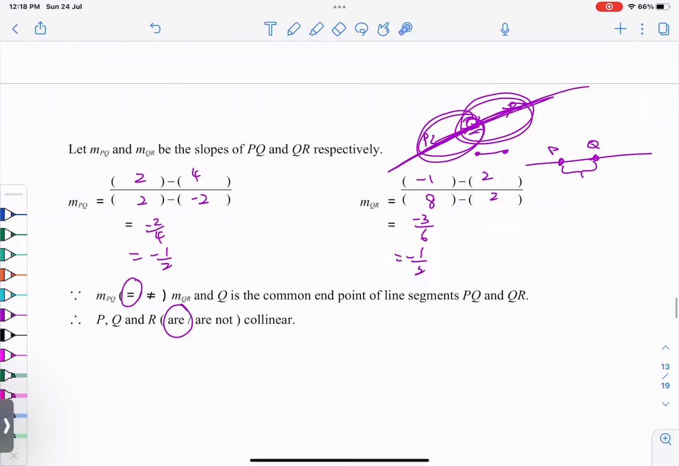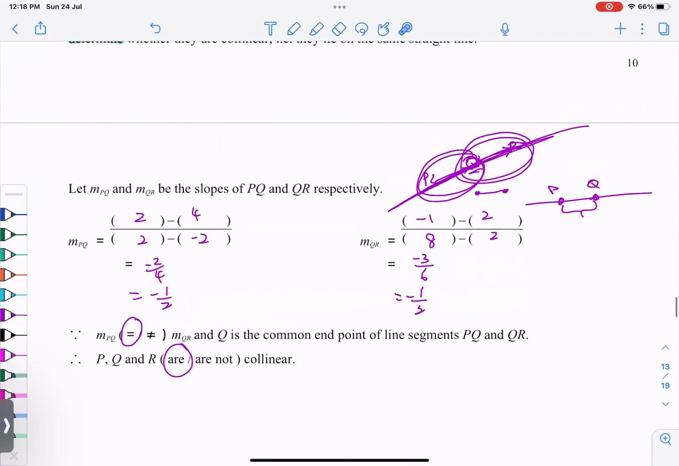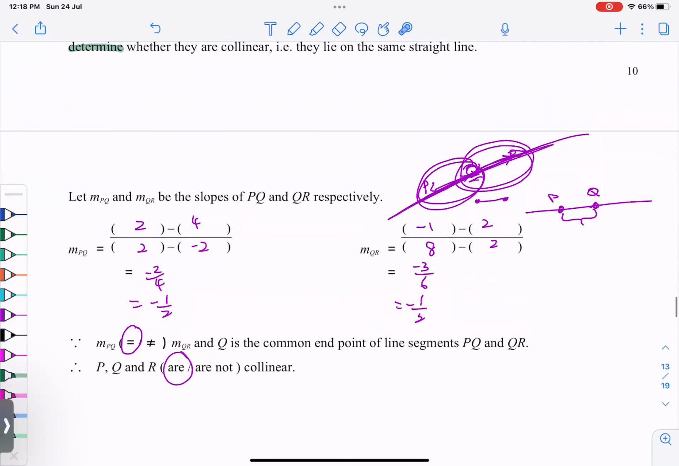So in the exam, you also can write this part. Slope of PQ equals slope of QR, and Q is the common endpoint of the line segments PQ and QR. So P, Q, and R are collinear. Easy peasy? Good. So that's for this slope and distance topic. You can do the rest on your own.